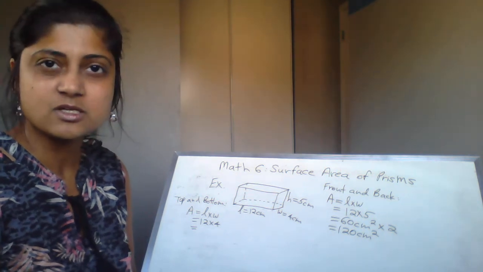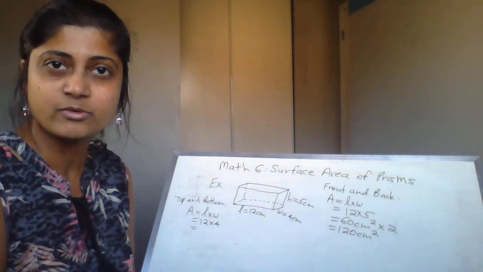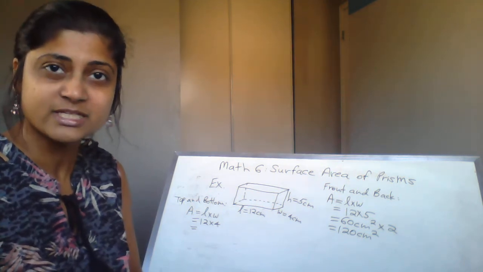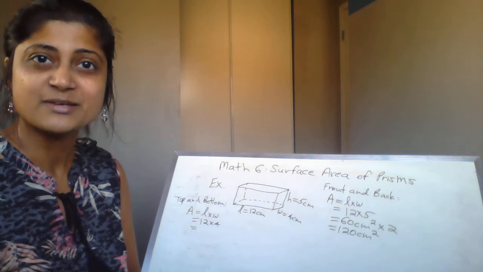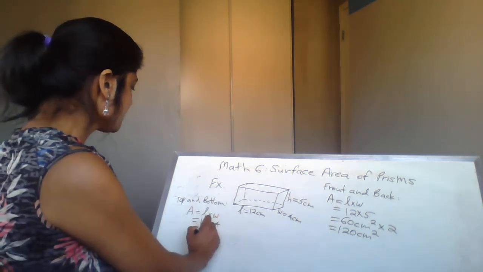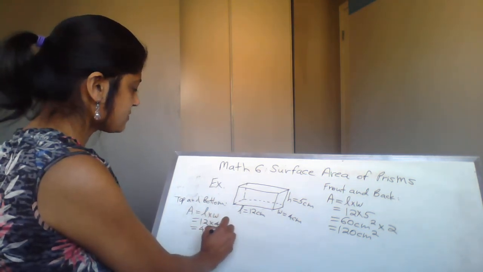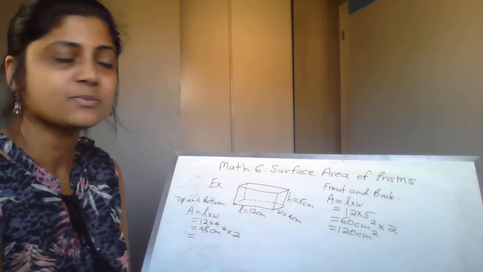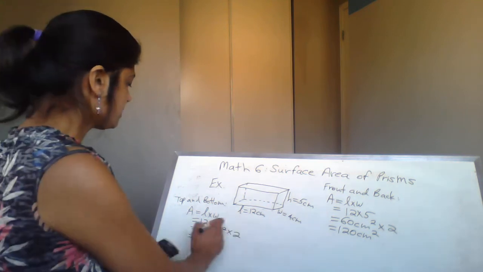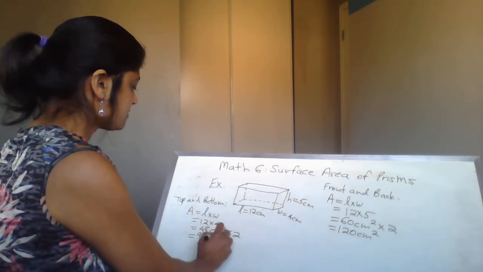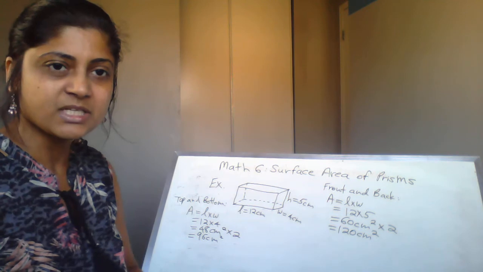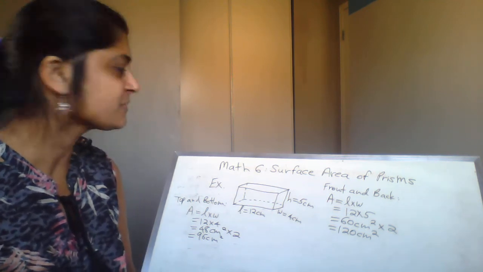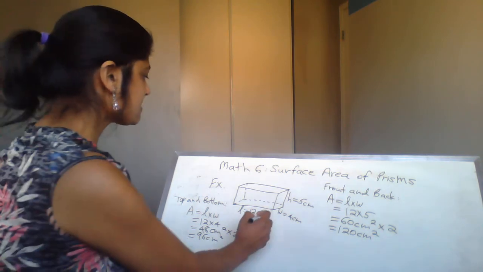Essentially, because all three sides are different in the rectangular prism, I am multiplying each of these sides by each other in different combinations, and I'm multiplying it by 2. So this is 48 centimeters squared. And again, we are going to multiply this by 2, which is 96 centimeters squared. We did the front and back, the top and the bottom. And now we're going to do the sides.